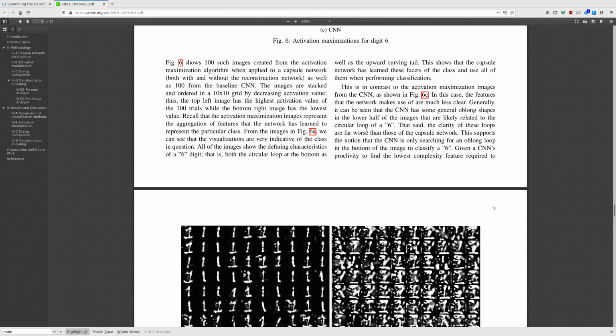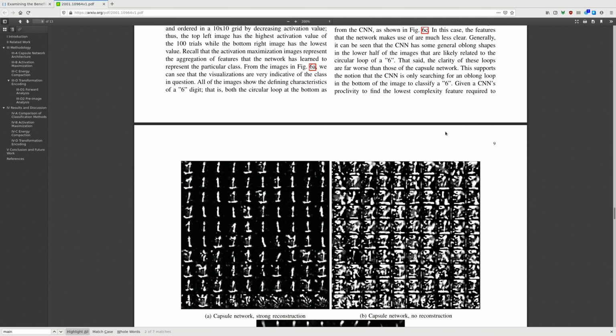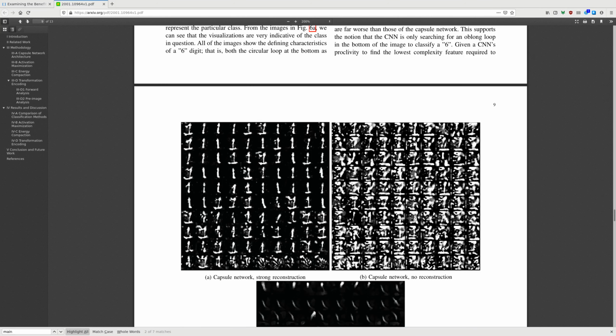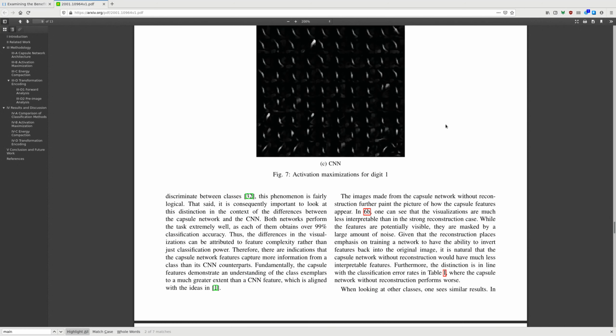This contrasts with the activation maximization images from the CNN, as shown in figure 6. In this case, the features that the network uses are much less clear. Generally, it can be seen that the CNN has some general oblong shapes in the lower half of the images, likely related to the circular loop. That said, the clarity of these loops is far worse. This supports the notion that the CNN is only searching for oblong loops in the bottom of an image to classify 6. Given the CNN's proclivity to find the lowest complexity feature required to distinguish between classes, this phenomenon is fairly logical.